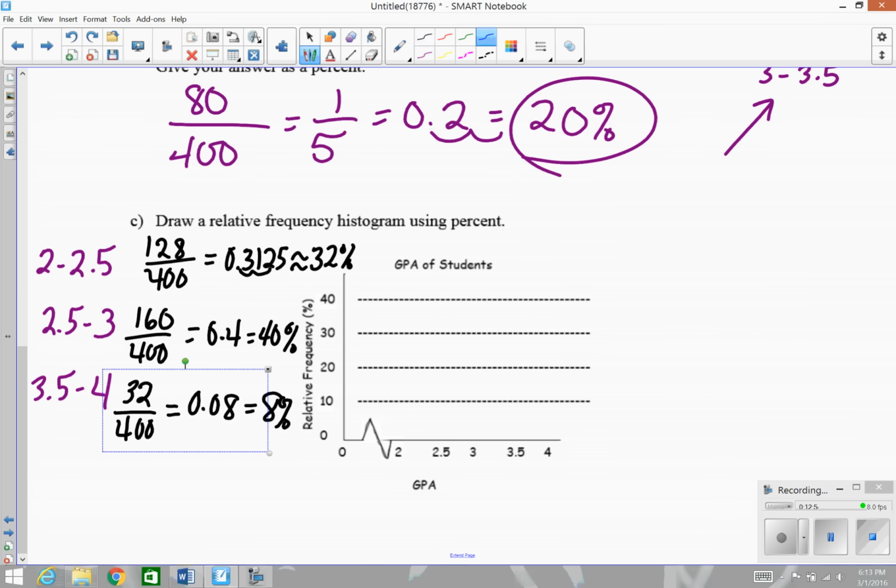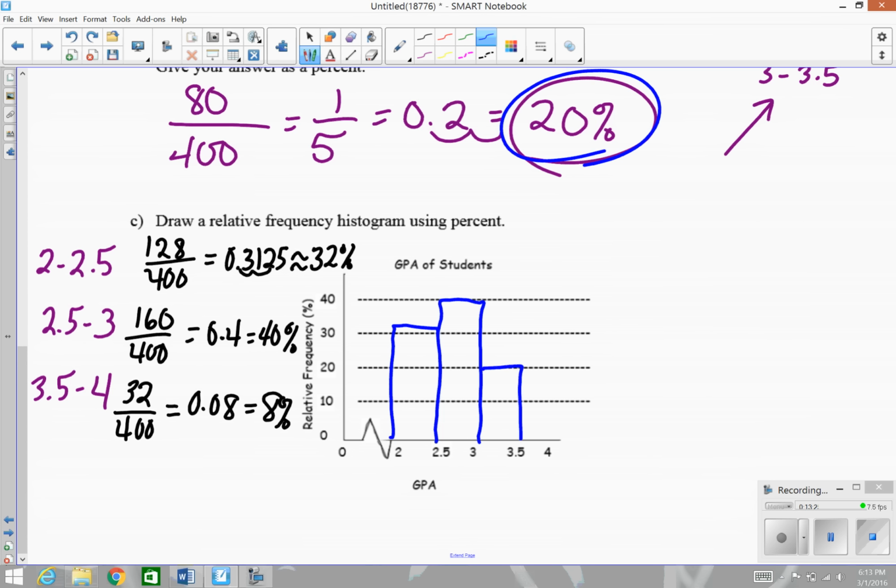Now that we have that, we can graph. We can plot our data. So from 2 to 2.5, we are up at 32. So we can make a bar. Then from 2.5 to 3, we are up at 40. And the unique thing about a histogram is the bars always touch, and we'll talk about this a lot more in the coming weeks. 3 to 3.5, that should be your 20. And then 3.5 to 4 should be 8%.